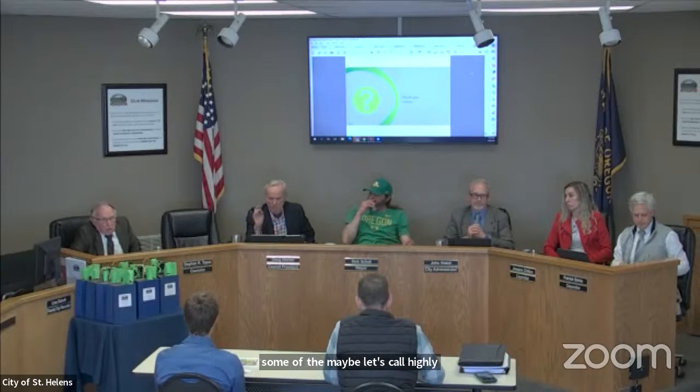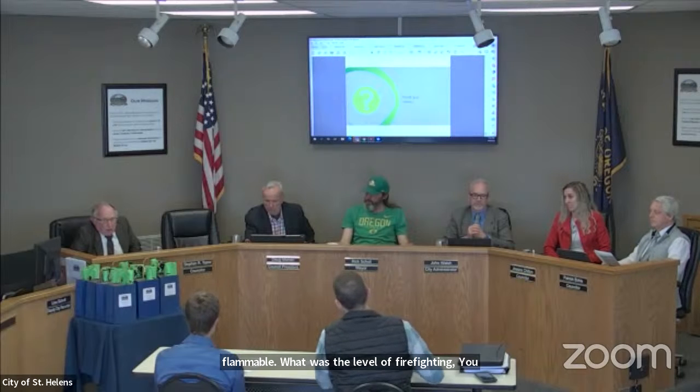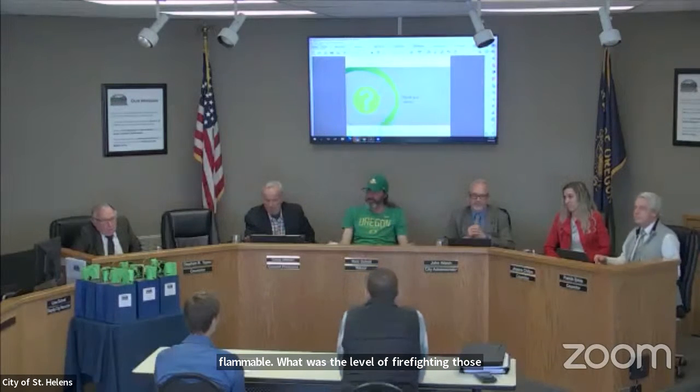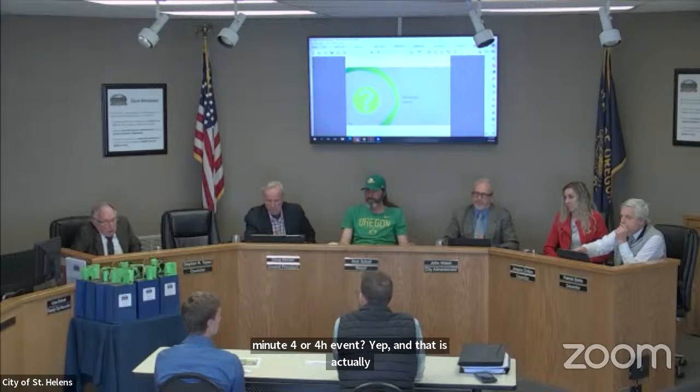What was the level of firefighting? The levels here seem like awful low flow. 3,500 gallons a minute for a 4-hour event. Yep. And that is actually pretty high. I know it's pretty high.